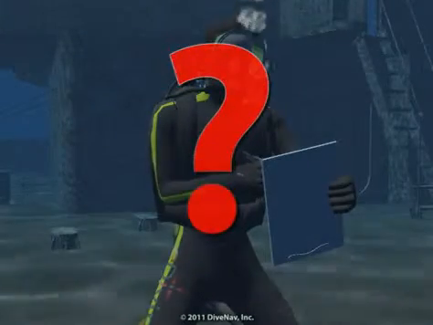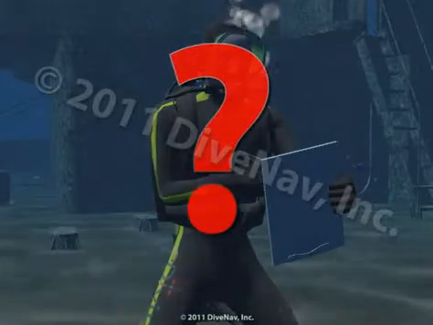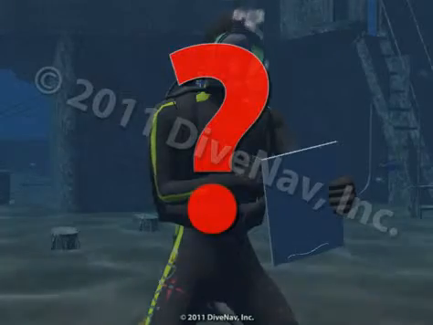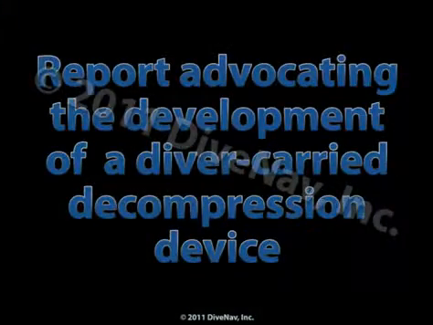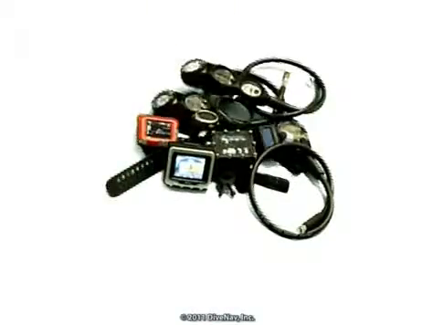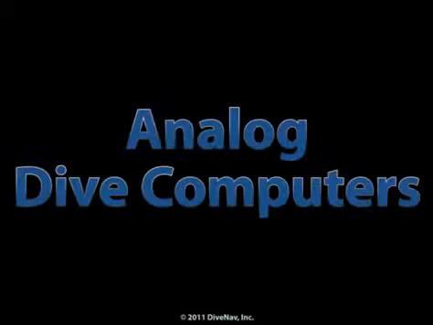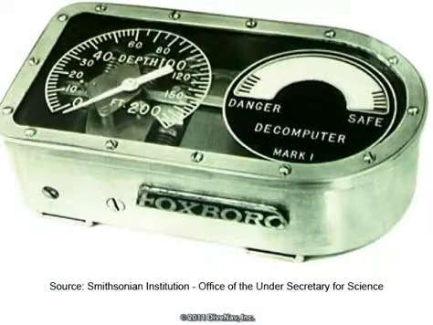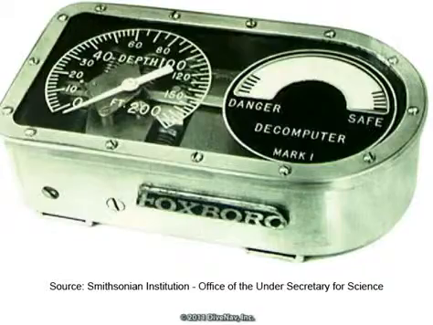And one of the topics addressed by this committee was how to control the decompression of a non-tethered, free-swimming scuba diver. The committee produced a report advocating the development of a diver-carried decompression device. And the dive computer race so started. Before microprocessors were invented, divers were using analog dive computers. The Foxborough Decomputer Mark I being the first model submitted to the US Navy for approval.